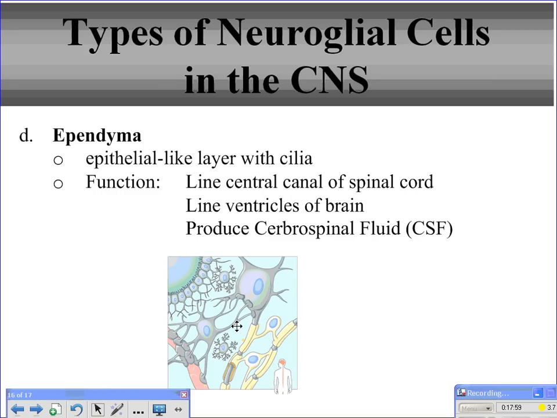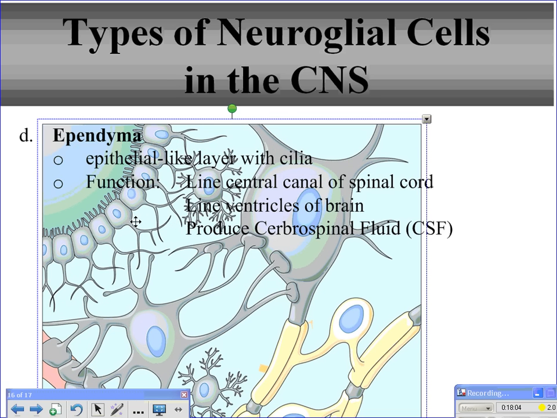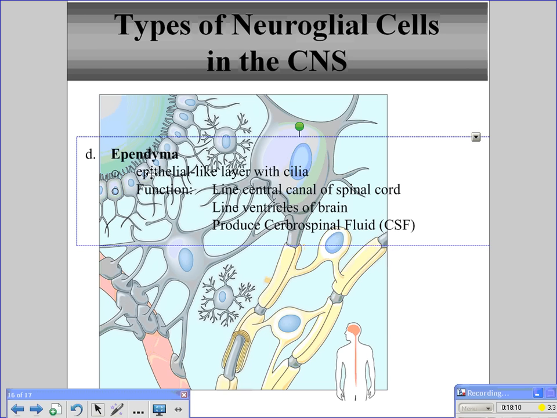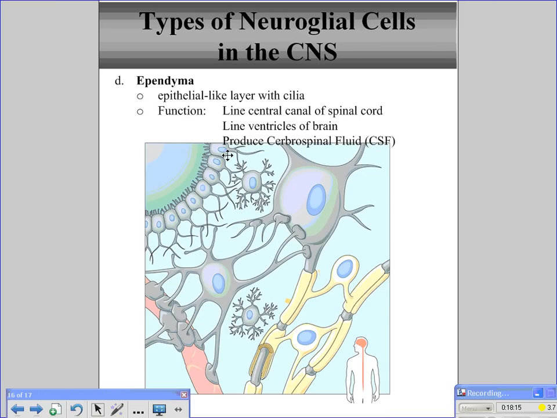Next, we have ependymal cells. Ependymal cells are epithelial type cells that line our brain and spinal cord and produce cerebrospinal fluid. So here we are, cerebrospinal fluid is being produced by these cells right in this area right here. And so these are the ependymal cells. They're an epithelial cell. We find them in our ventricles. There are 4 chambers in our brain, and in the spinal canal, a hollow tube that runs in the middle of our spinal cord that has cerebrospinal fluid flowing through it.